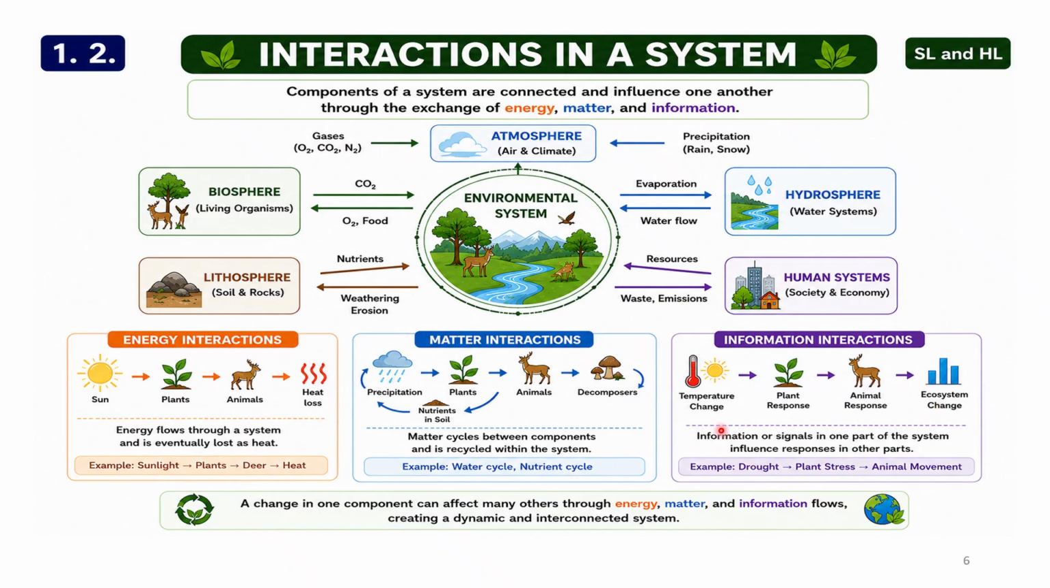Information interactions occur when signals trigger responses within a system. Changes in temperature, rainfall, or resource availability influence the behavior of plants, animals, and entire ecosystems. For instance, drought conditions can stress plants, leading to animal migration and broader ecosystem changes. Understanding these interactions helps explain why a change in one component can affect many others throughout the system.